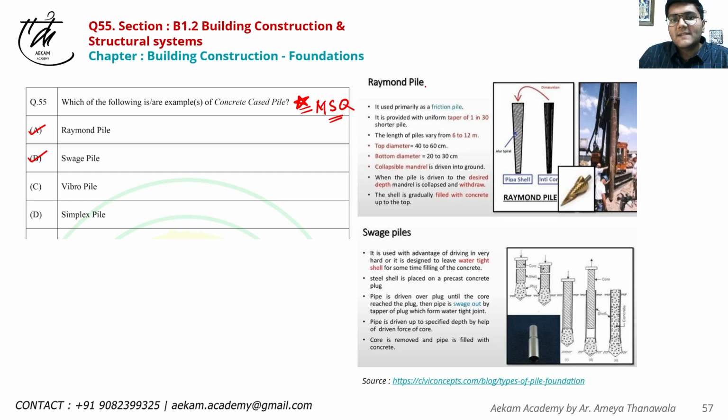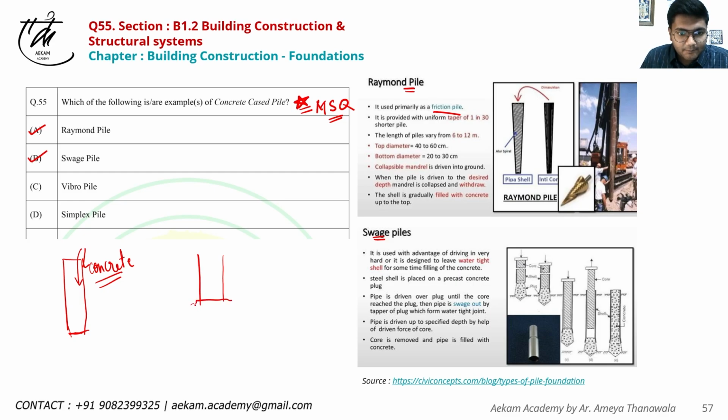A Raymond pile is basically a frictional pile, as you see. So again, in this pile, what happens? There is a steel shell which is present. It tapers down, and then it is filled with concrete, and then the steel plug is removed. So it is a concrete cased pile. In swage pile, basically swage pile is used in watertight conditions or marine conditions where your steel casing will be there, right? But it will be provided with a concrete plug.